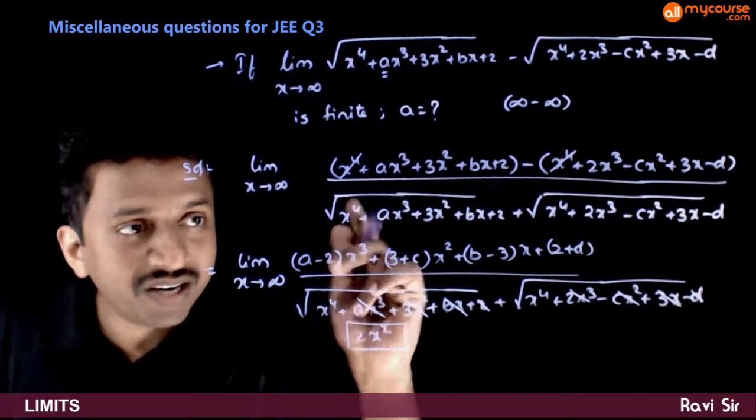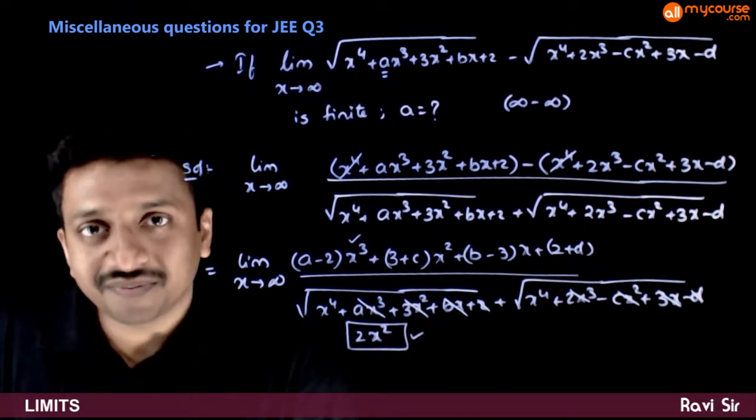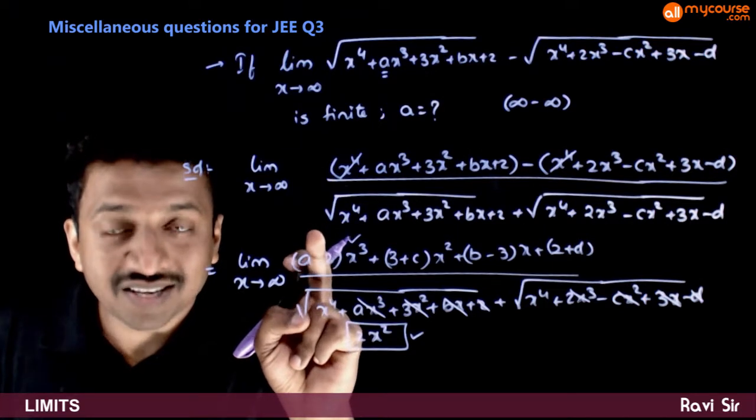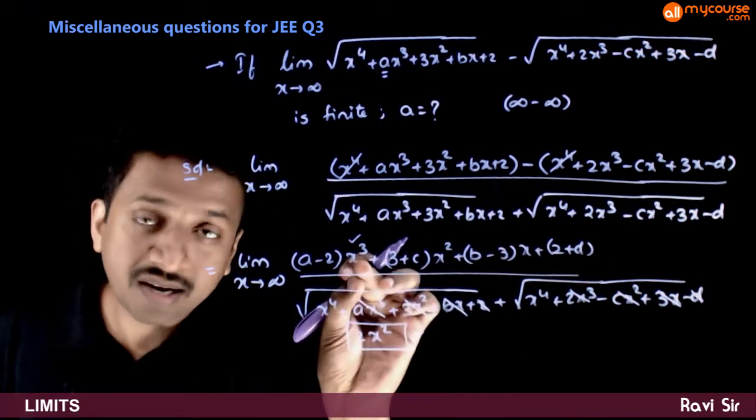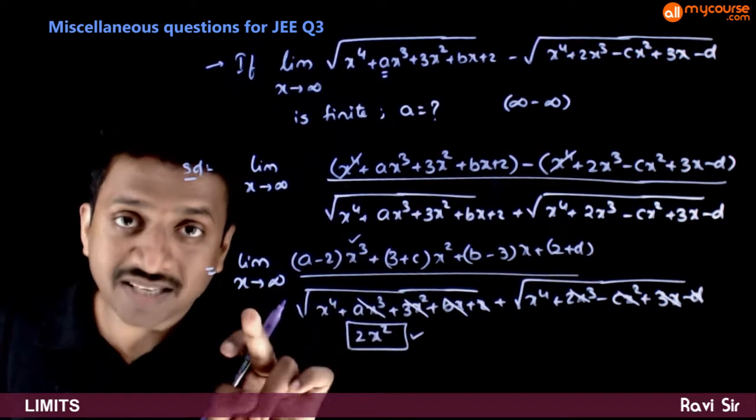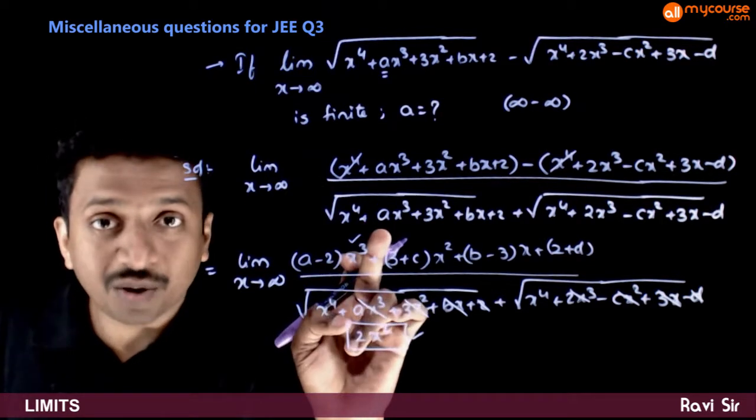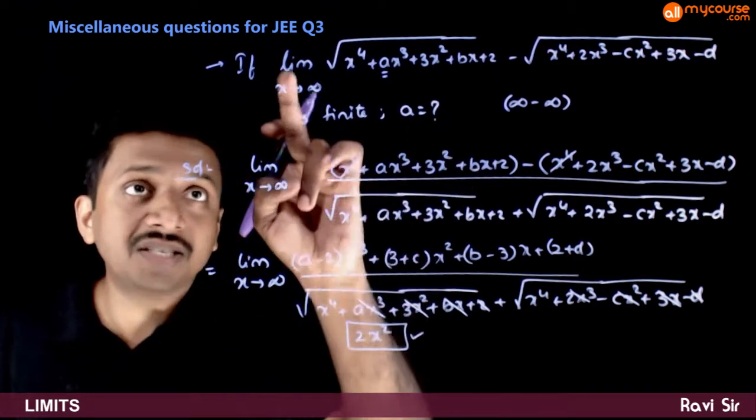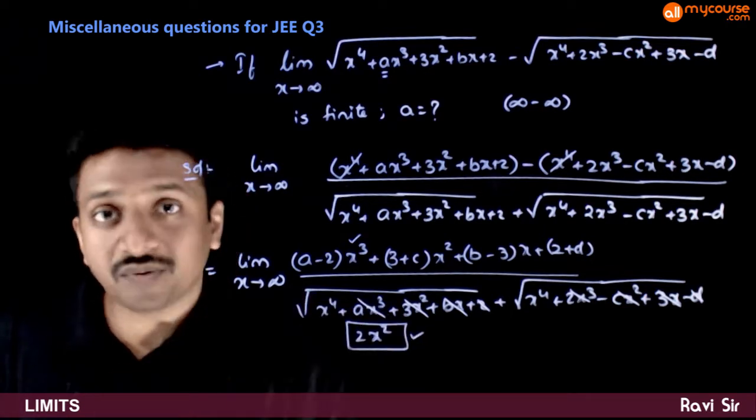Now, in the numerator, the highest power is x cubed, and in the denominator, the highest power is x square. This is not good, because if the highest power of x in the numerator is more, and I neglect all the rest, x square will get cancelled with x cubed and you get an x in the numerator. As x tends to infinity, the limit goes to infinity. I don't want that, because in the question it's given that the limit is finite. So the denominator is fixed, it is going to 2x square.